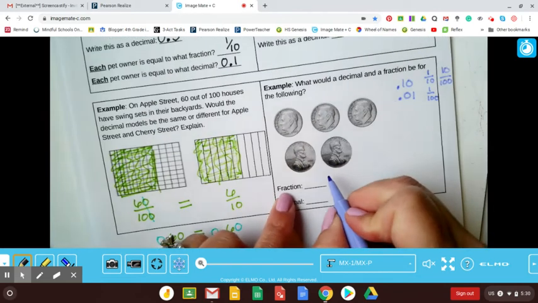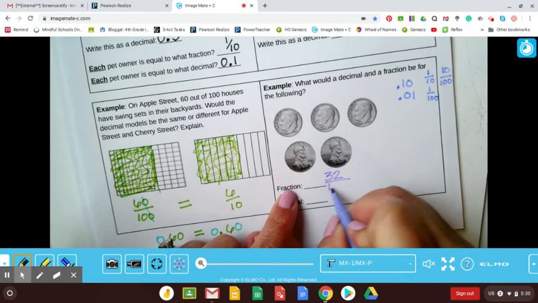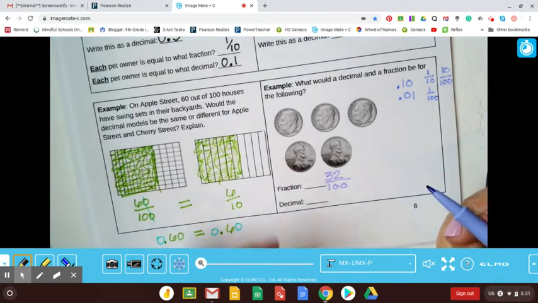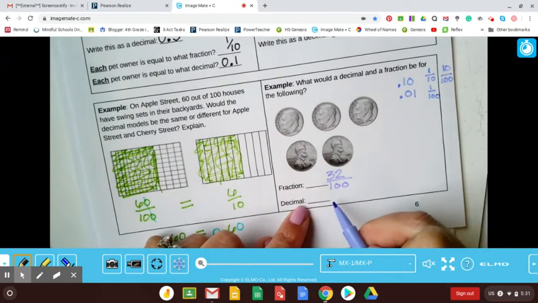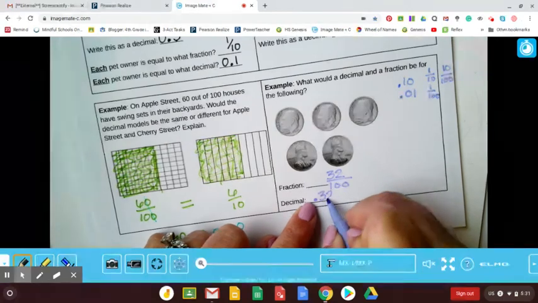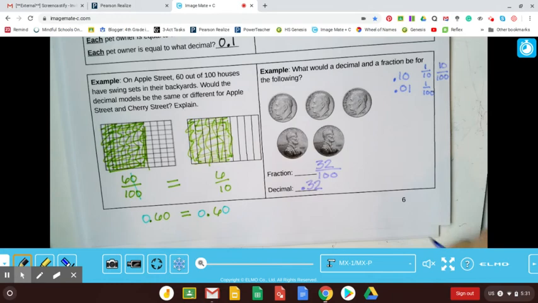And we can write that as a fraction, 32 hundredths, because again, there are 100 cents in a dollar. Or we could write it as a decimal. We could write 0.32, 32 hundredths. It's as simple as that.